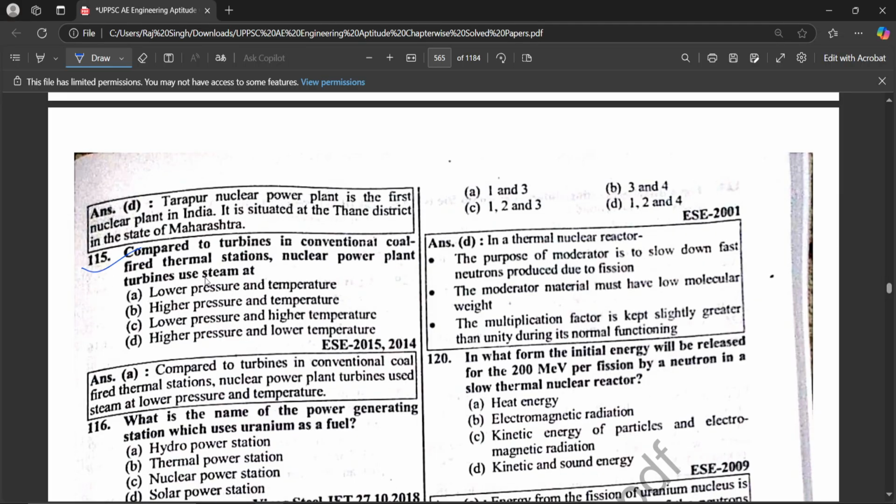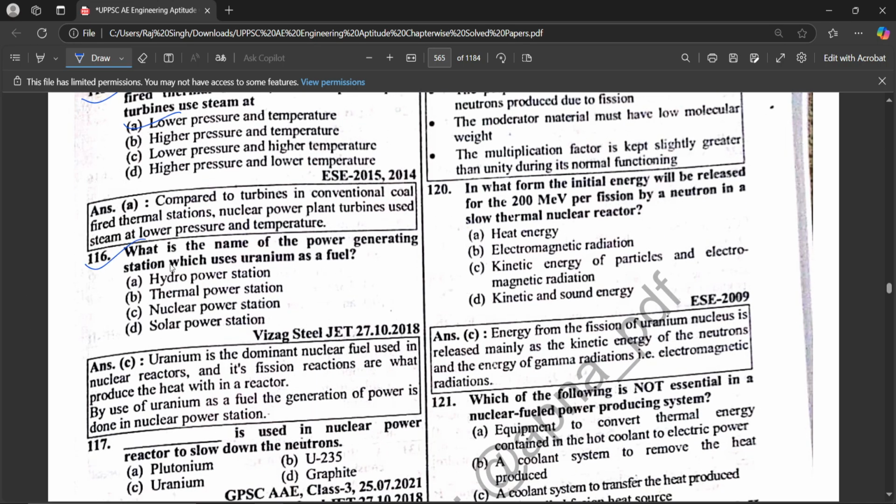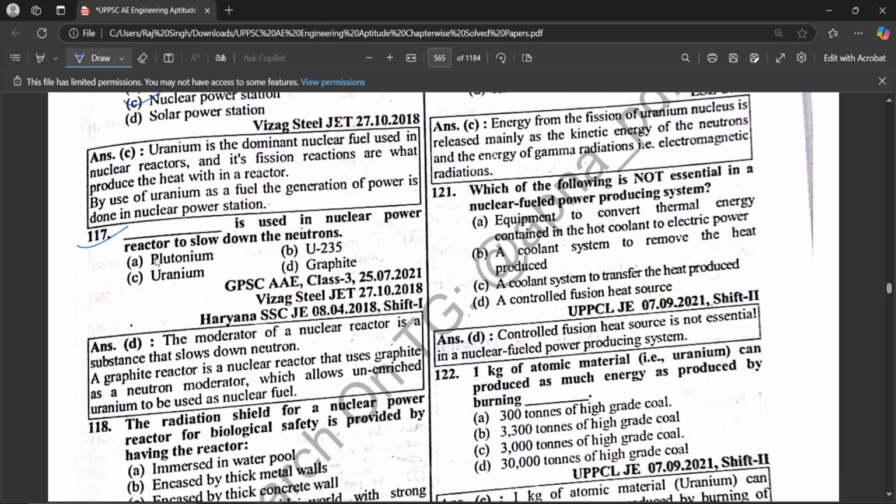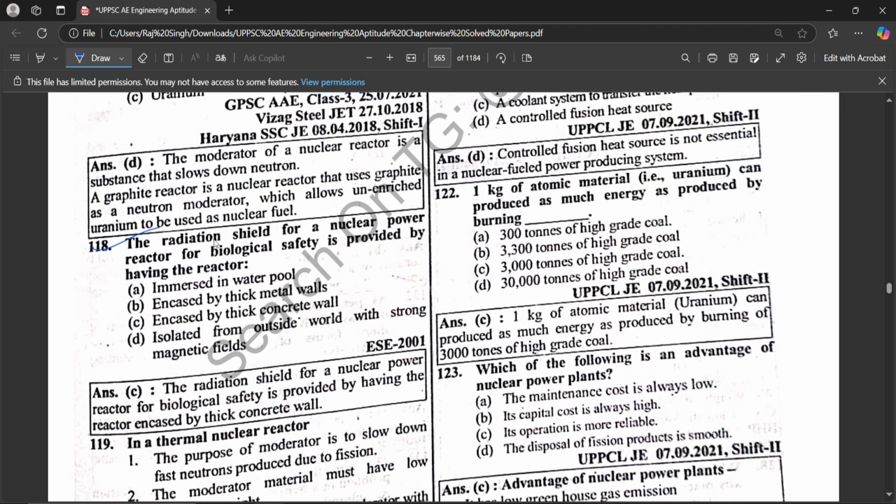Compared to the turbine in a conventional coal-fired thermal station, the nuclear power plant turbine uses steam at lower pressure and temperature. What is the name of the power generating station which uses uranium as fuel? Nuclear power station. Graphite is used in a nuclear power reactor to slow down the neutrons. The radiation shield for biological safety is provided by having the reactor encased by a thick concrete wall.